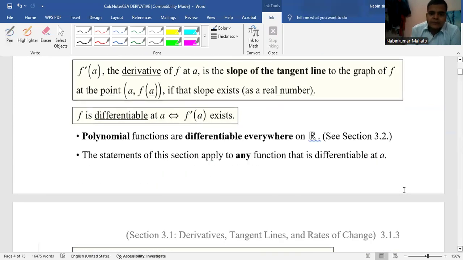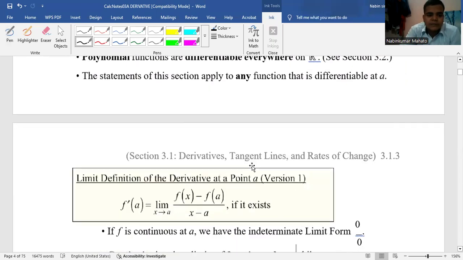Look here. F prime of a, the derivative of f at a, is the slope of the tangent line at the point (a, f(a)), provided the limit exists as a real number. Then f is differentiable at a, and f dash a exists. Polynomial functions are differentiable everywhere on R, see section 3.3. The statements of this section apply to any function.